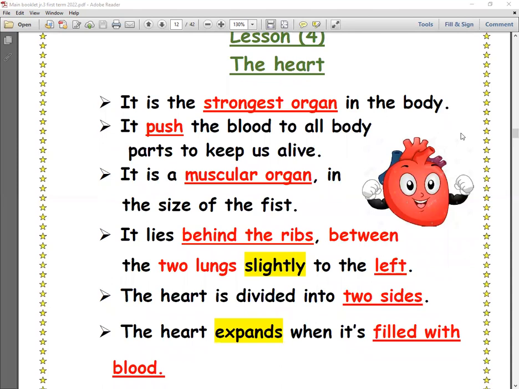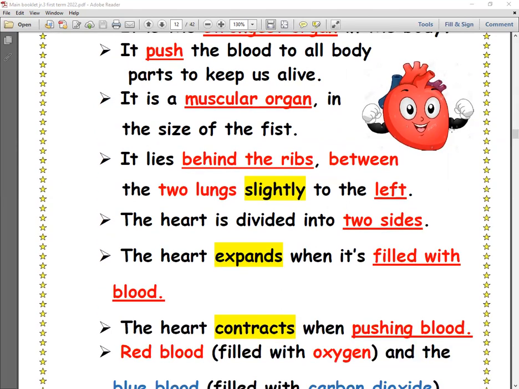The heart lies behind the ribs between two lungs, slightly to the left. And also the heart is divided into two sides. When the heart is filled with blood, I can say the heart expands. When the heart starts to push the blood to all the body, the heart becomes small, and I can say the heart contracts.